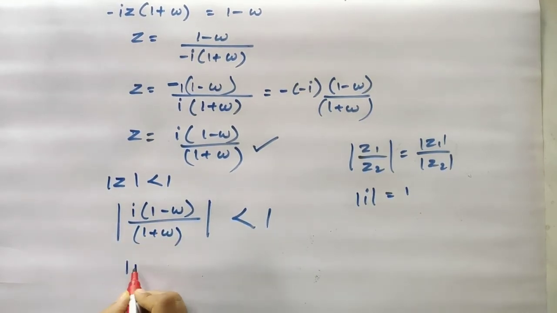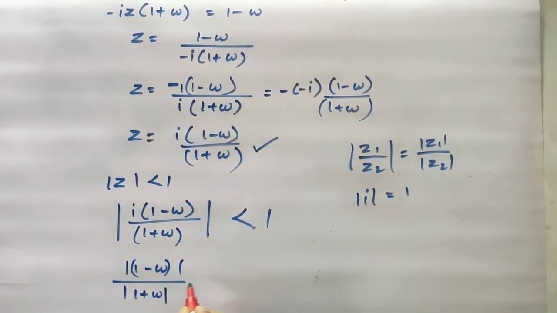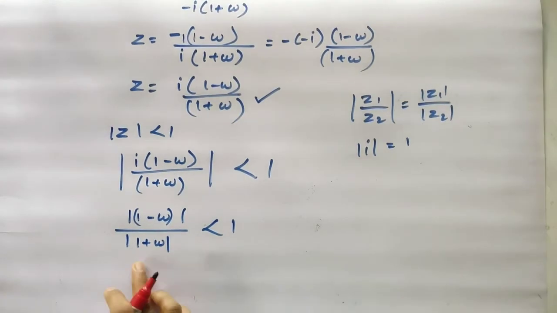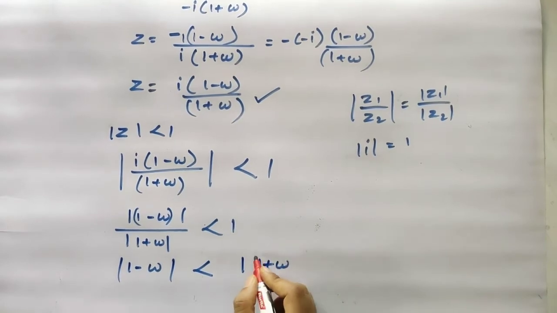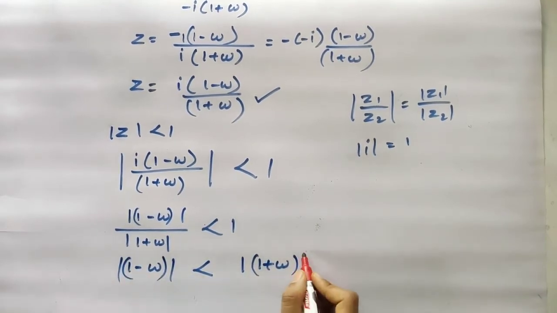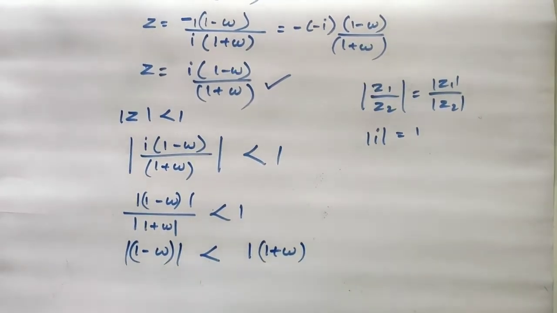So it will be mod of 1 minus w divided by mod of 1 plus w is less than 1. I can write, or take it to the left hand side, mod of 1 minus w is less than mod of 1 plus w, right? According to this equation, right?